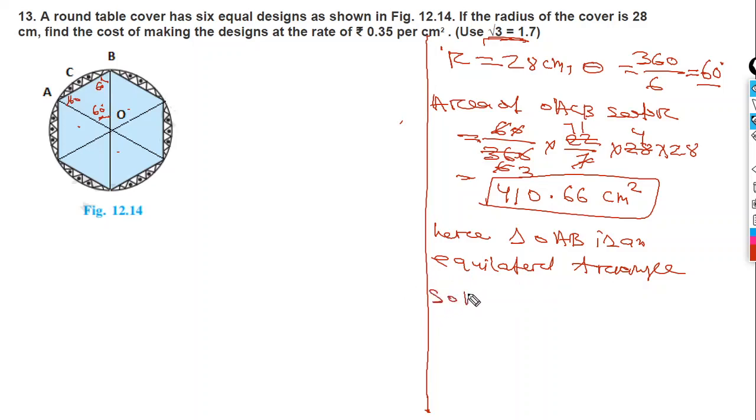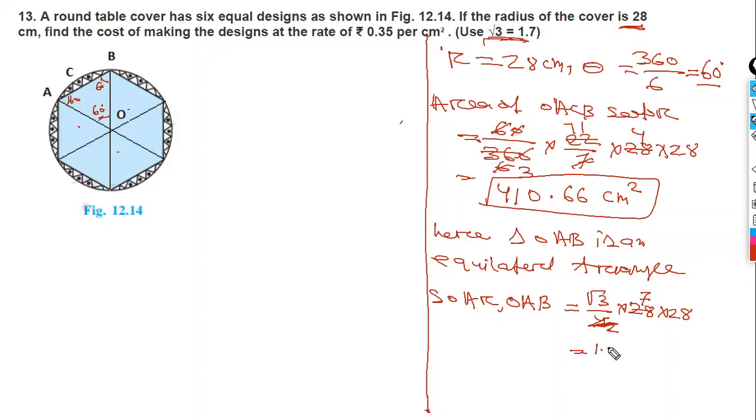So area of OAB equals, you know the formula, root 3 by 4 into a square. OA is nobody but the radius. Given the radius is 28, so into 28 square, you can write 28 into 28. Now you have to cancel it. 4 you can cancel, 4 2s are 4, then 4 7s are 28. So you have to multiply 28 into 7 into root 3.